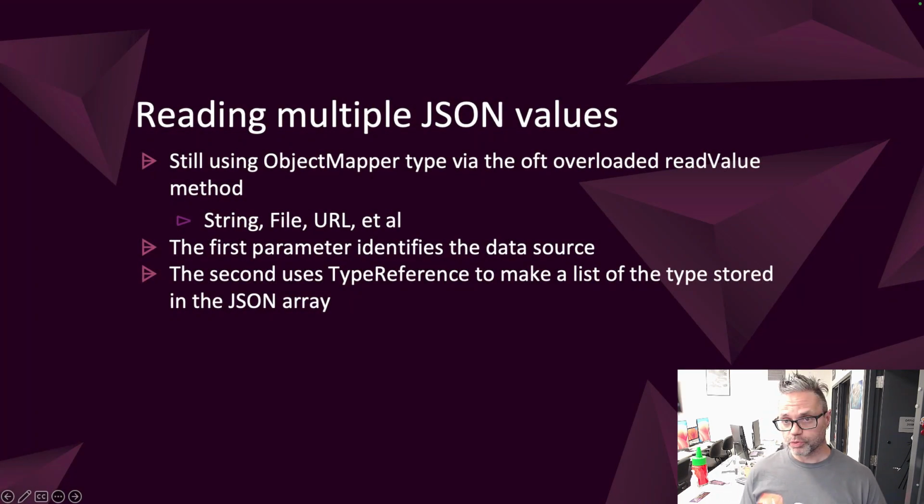We can also read multiple JSON values. This is a really, really useful tool because we're not often just dealing with one piece of data. We have lots of data coming in all at once, and so I have to use a lot of it. We're still going to use the same object mapper and the same readValue method. We're just going to change that so instead of the data source, we're going to use a type reference as its second parameter, which will make a list of the type we're working with. So it's really quite nice.